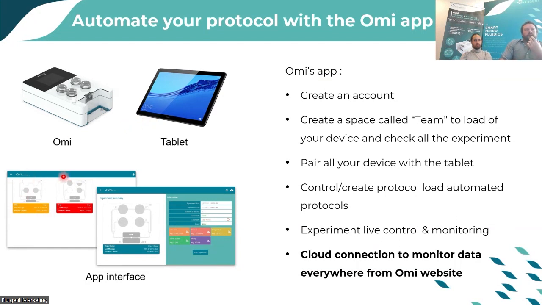So for example, here you have two OMI that are connected to your tablet, in this case, the status. Here, when it's in red, it's basically in error. For example, if you don't have any cartridge, it will be red because you cannot run any experiments in this case. So you basically see the status of each OMI, and if you click on one OMI, then you will have more specific information on this specific OMI.